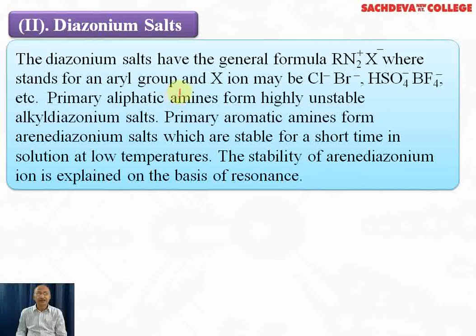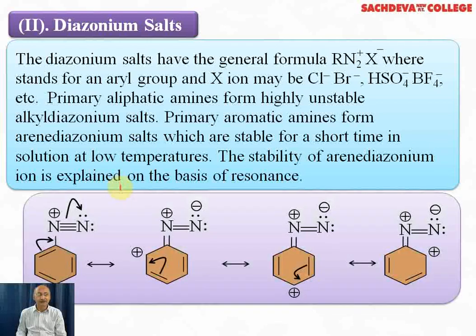The diazonium salts have general formula RN2+X-, where R stands for an aryl group and X- ion stands for chloride, bromide, HSO4-, BF4-. Primary aliphatic amines form highly unstable alkyl diazonium salts, whereas primary aromatic amines form arene diazonium salts, which are stable for a short time in solution at low temperature, 273 Kelvin to 278 Kelvin. The stability of arene diazonium ion is explained on the basis of resonance.